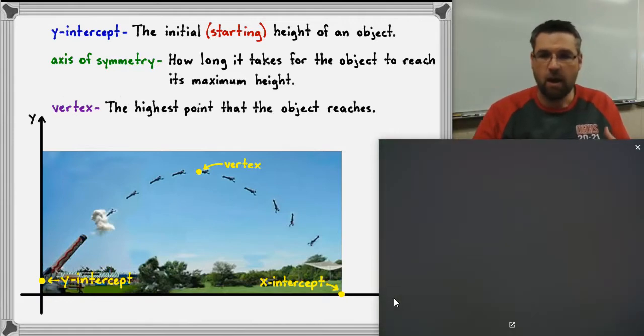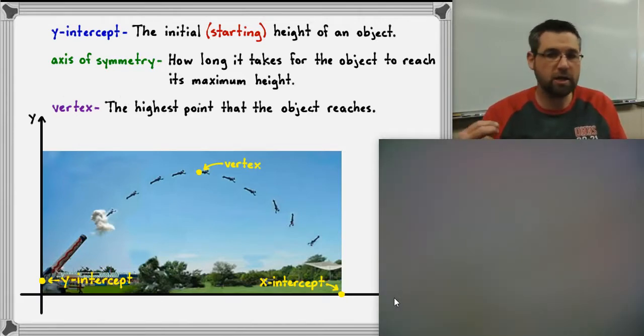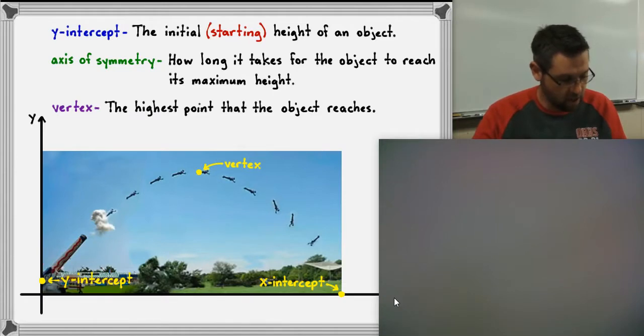If I say, how high did the rock get thrown from? What was the height at which it got thrown from? Then you're thinking y-intercept, okay? What are these things? Now, obviously, we have one more thing.